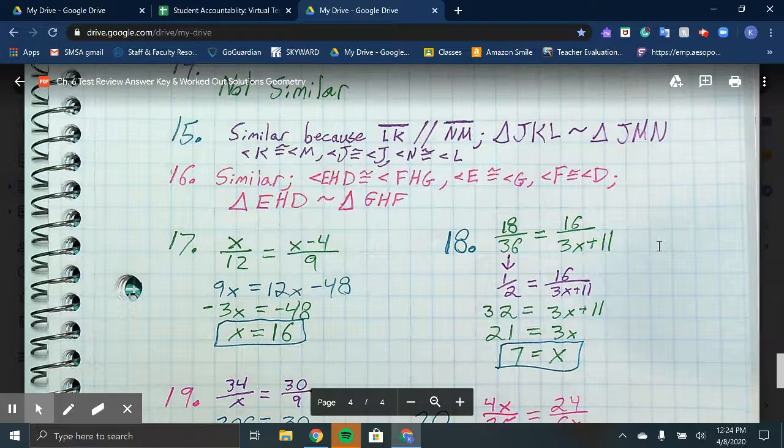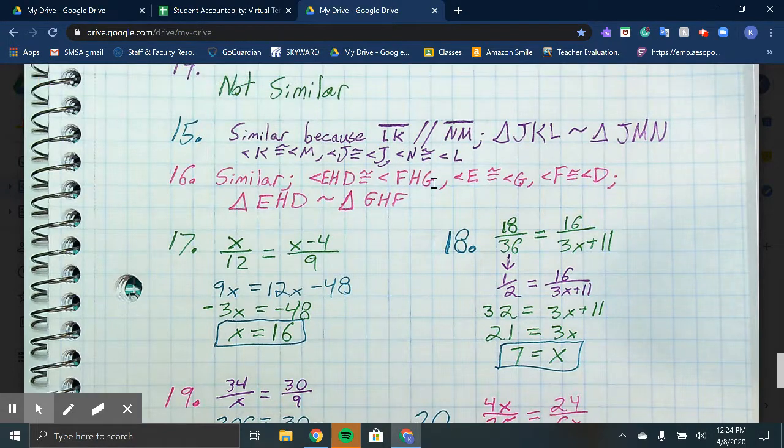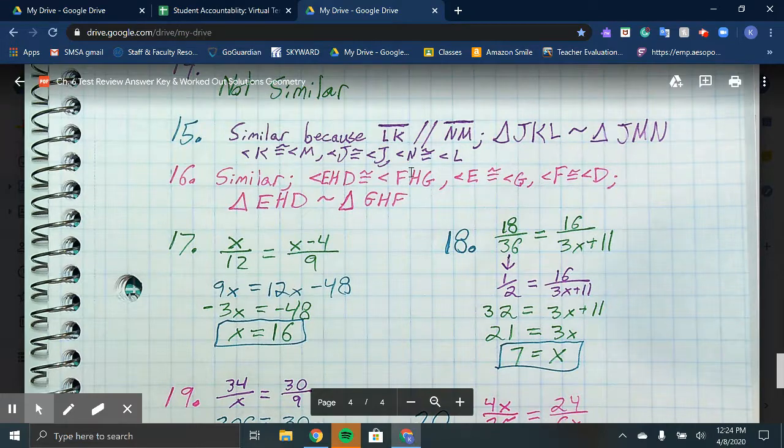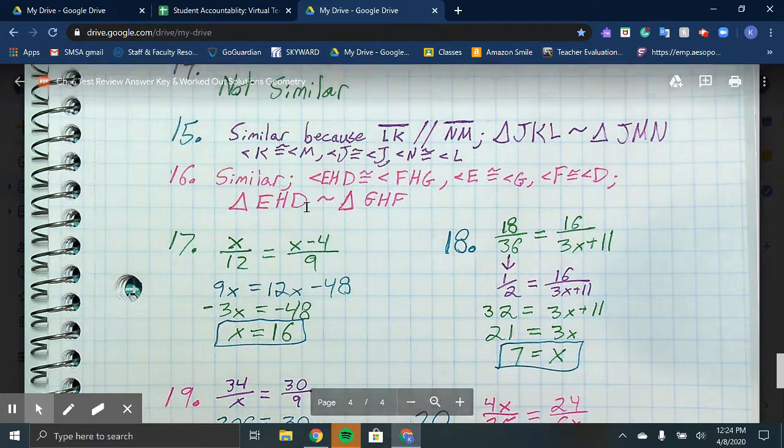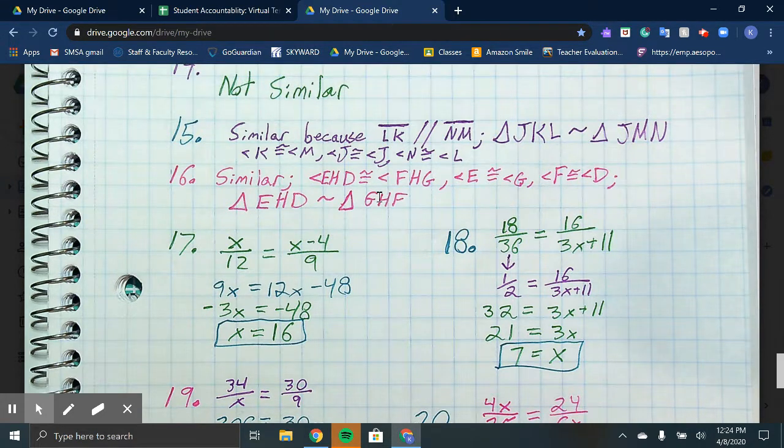In 16, those also are similar. Now in that case, what I look at is angle EHD and FHG. Those are vertical angles, so I know those are congruent. I also know side DE is parallel to GF. So that means angle E and angle G are alternate interior angles, so they're congruent. Same with angle F and angle D. That means, again, I have three angles, so triangle EHD is similar to triangle GHF.